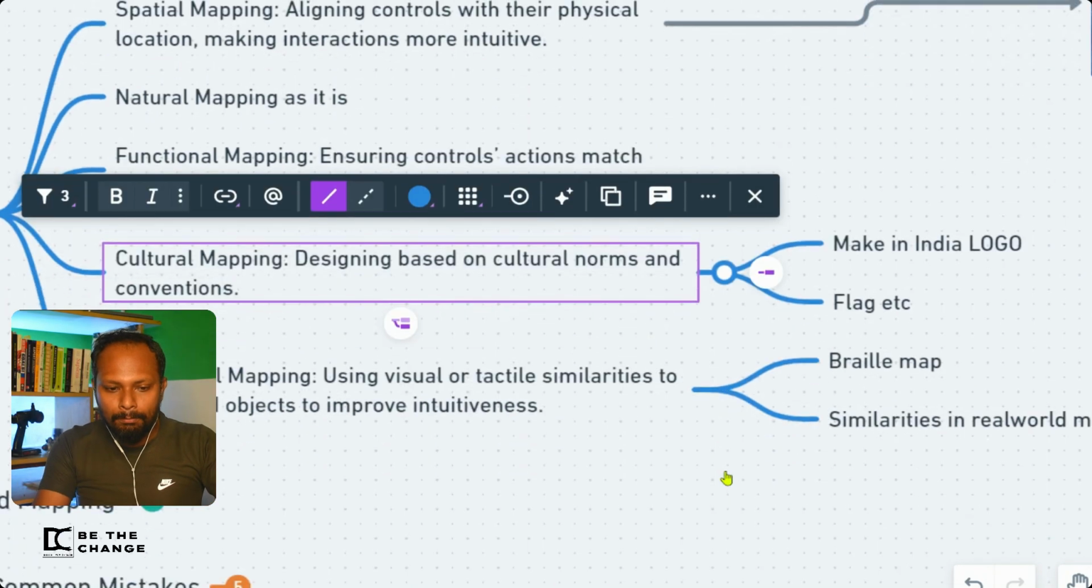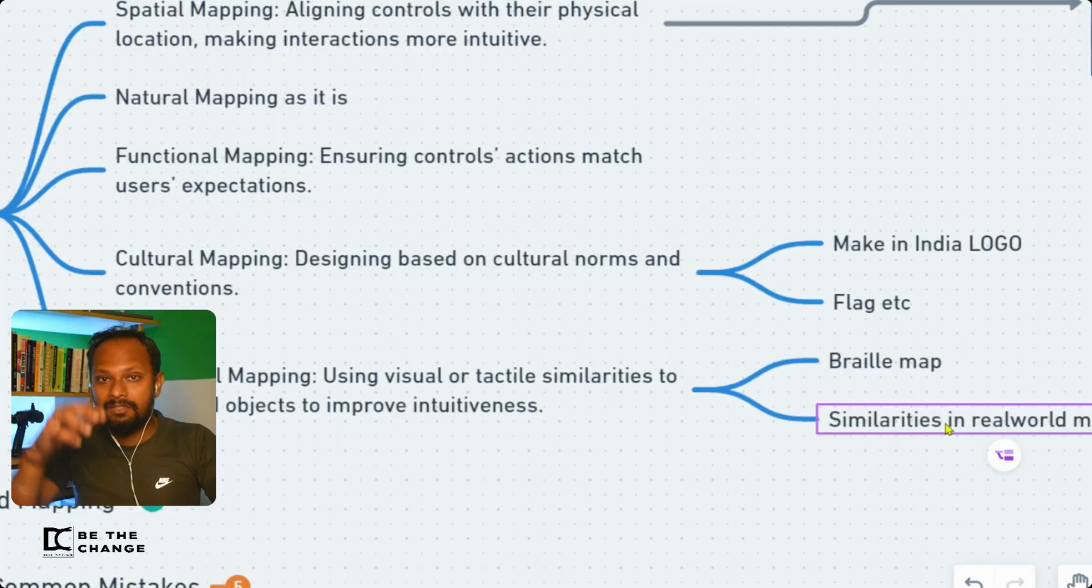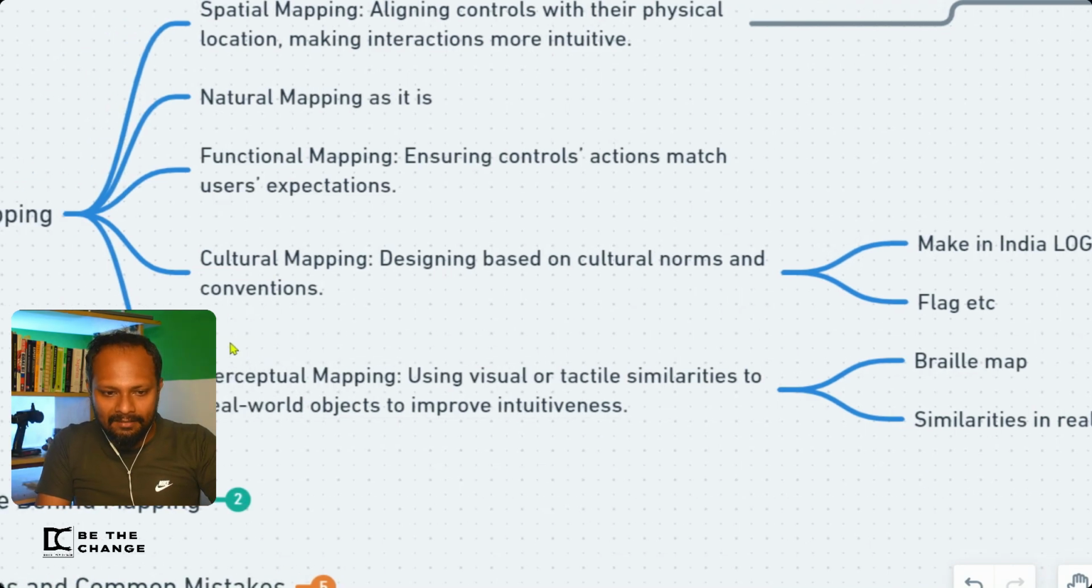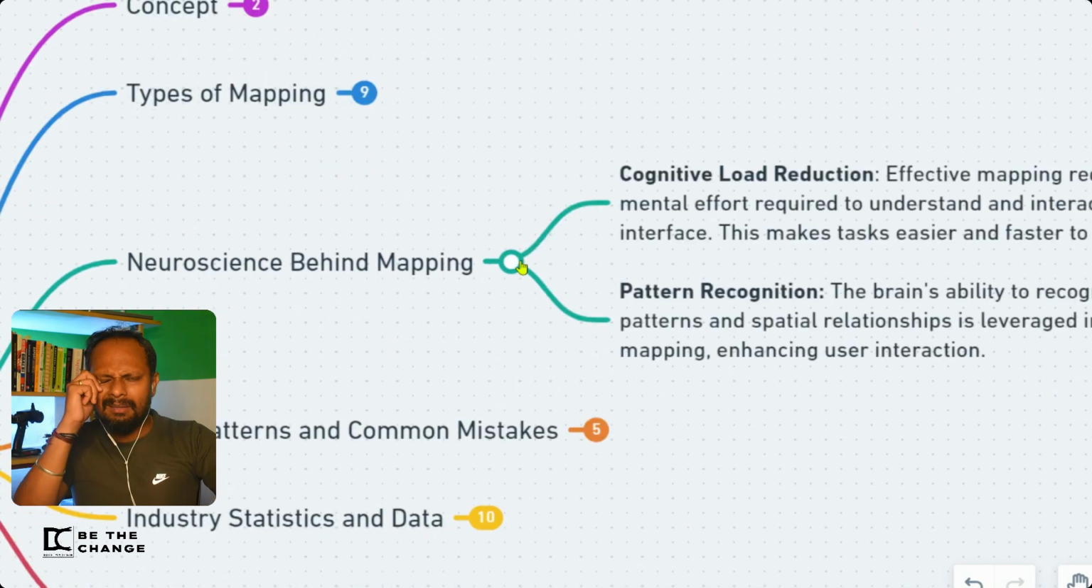There is another mapping called perceptual mapping. Let's say you want to give a real-world experience so that they can understand. Imagine for blind people, if you give Braille, they'll understand, okay, this is for something, a tactile experience which is similar to the real world. They will know that the mapping could be made like this. I've just taken an example so that you can understand better. This is the background behind it.